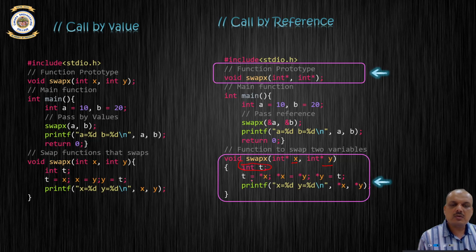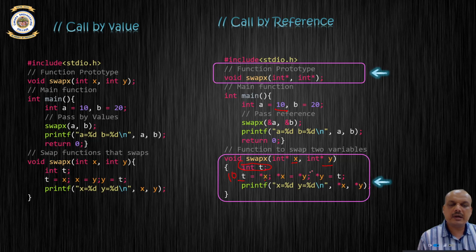What I store in t is the value at x, or the value pointed by x. What is the value pointed by x? What is there in x? x has the address of a. So what is there in a is the value pointed by x. And what is there in a? It is 10. So t takes 10.